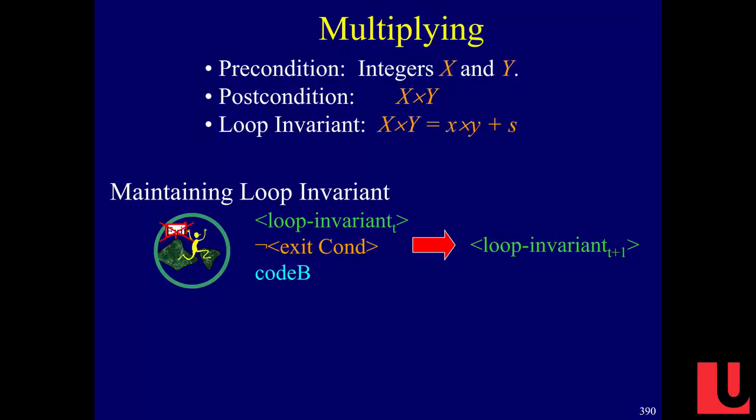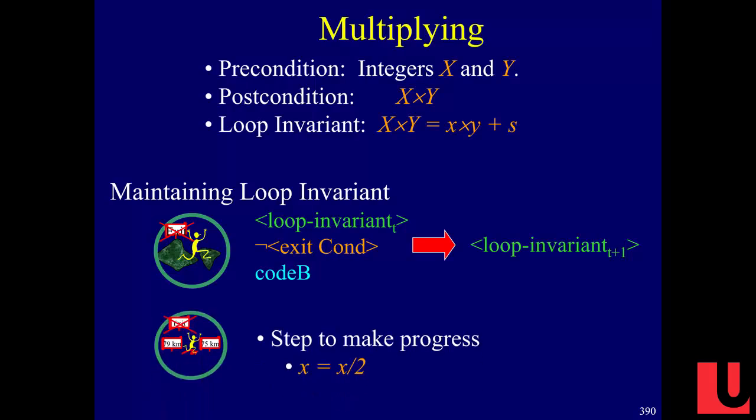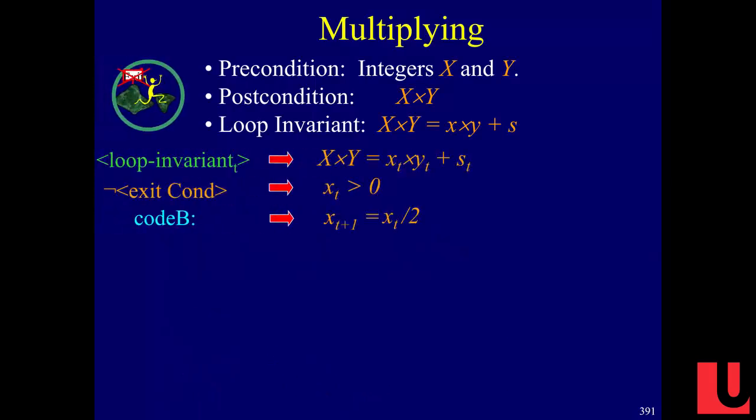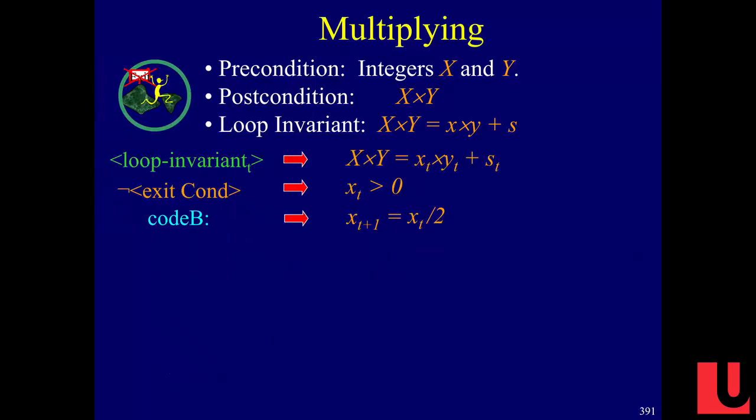All right? So let's do everything we did before, except we're going to make faster progress. So we have our loop invariant for the old values. We have our exit condition. We have the relationship between our old x and our new x. And what about our new y and our new s? I don't know what they're going to be.